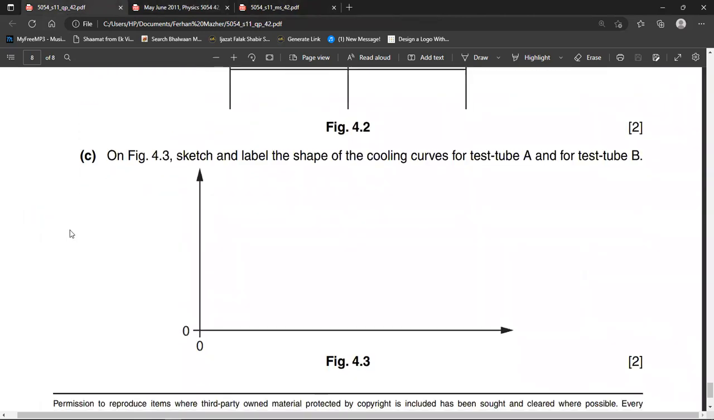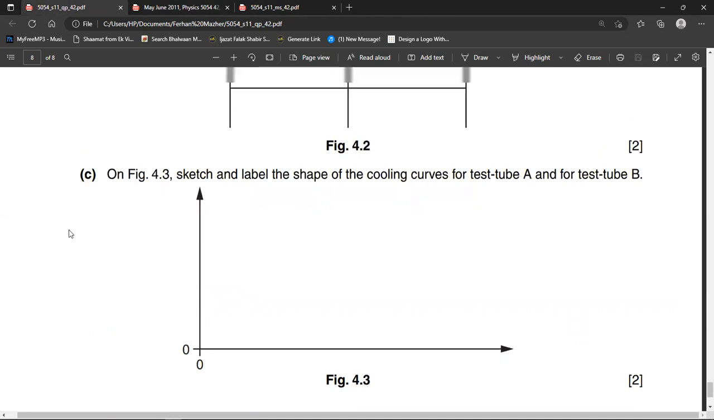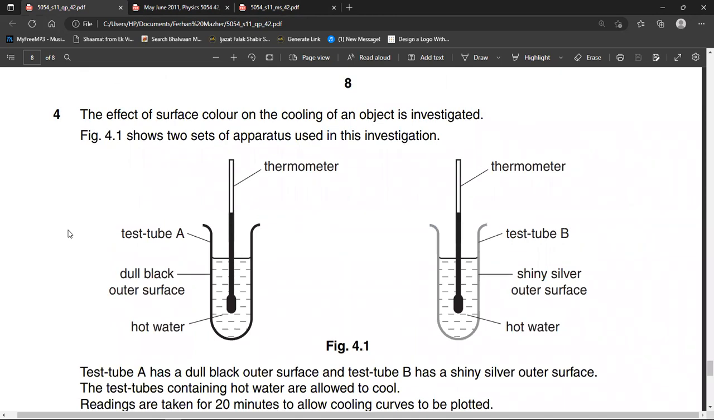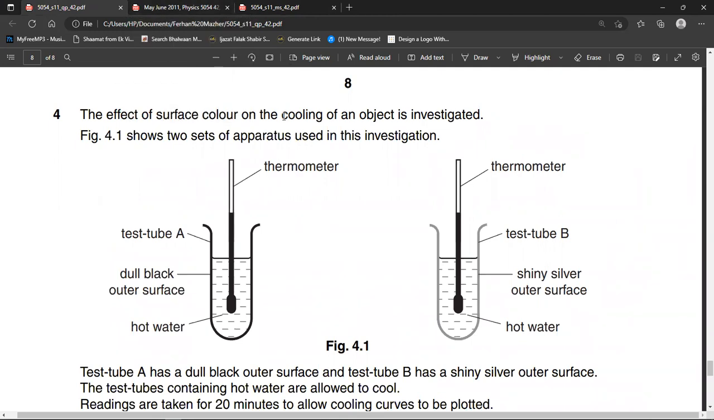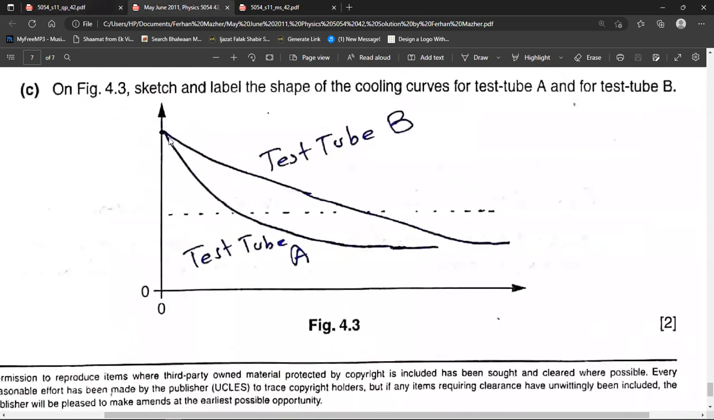On figure 4.3, sketch and label the shape of the cooling curve for test tube A and for test tube B. You see, test tube A has a dull black outer surface, so its cooling rate will be very fast. So its temperature will drop quickly. Whereas test tube B has a shiny silver outer surface, so its rate of cooling will be slow. So its temperature will take longer to drop. You see test tube A, its temperature has dropped quickly in less time. Test tube B, its temperature will drop relatively slowly.